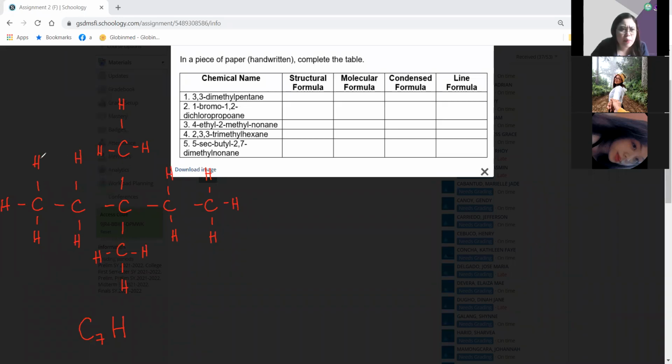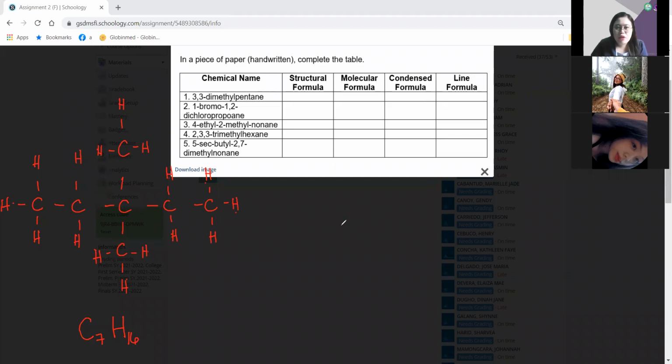How about the hydrogen? Let's start on top. 1, 2, 3, 4, 5, 6, 7, 8, 9, 10, 11, 12, 13, 14, 15, 16. So 16. So our molecular formula for 3,3-dimethylpentane is C7H16. Okay, very good, Nicel. C7H16.